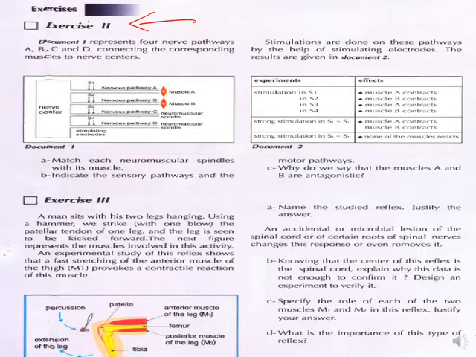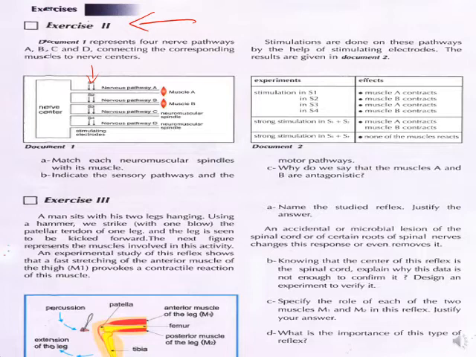Here in document 1, stimulations are done on these pathways with the help of stimulating electrodes. These electrodes are stimulating electrodes S1, S2, S3, and S4 as seen here. So the results are given in document 2. So let's see the experiment. Stimulation in S1 causes the contraction of muscle A. Stimulation in S2, contraction of muscle B. In S3, contraction of muscle A. In S4, contraction of muscle B.